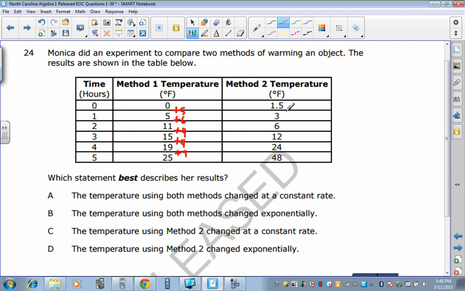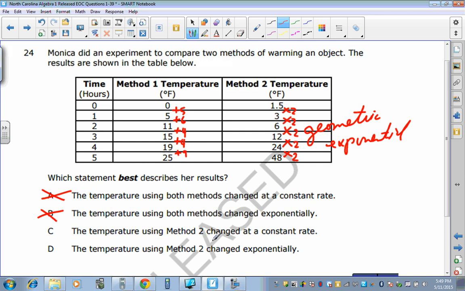Geometric. 1.5 times 2 is 3. 3 times 2 is 6. 6 times 2 is 12. 12 times 2. All of them times 2. And remember, geometric and exponential mean the same thing. Okay, so if we look at the choices, they are both not changing at a constant rate. They're both not exponential. I don't know what that is, but it's not exponential.